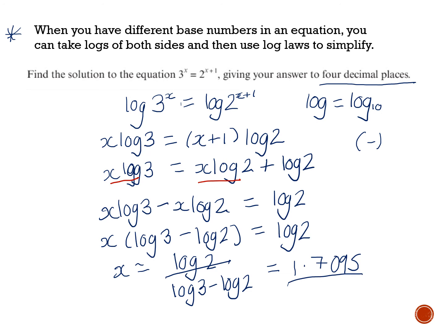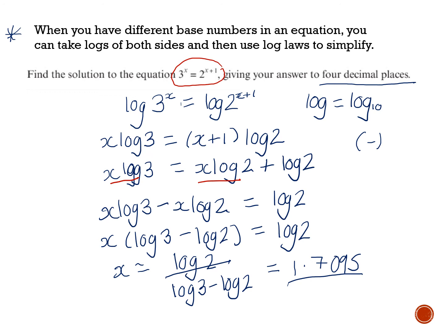Now again, always good to be able to check your answers. You can take that and you can put it back into your original equation here. You can do 3 to the power of that. You can do 2 to the power of that plus 1, and they should be roughly equal to each other. Remember, with rounding errors, they won't be exactly equal, but they should be roughly equal, and that will check that you've not made a mistake in your working.